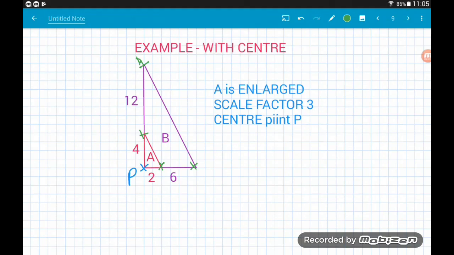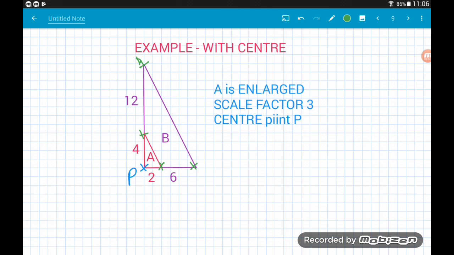Now this is the only place that triangle B is allowed to be because it is enlarged around this point P. If P was in a different place, then triangle B would be in a different place. Again, we're going to go through a lot more of these in much more detail in Enlargement's own videos.